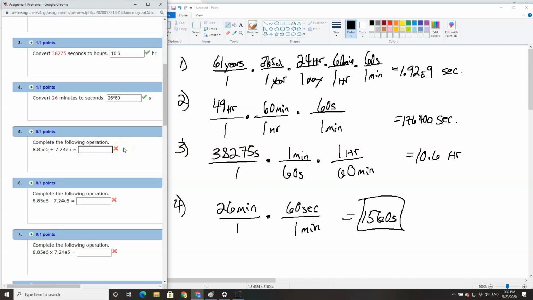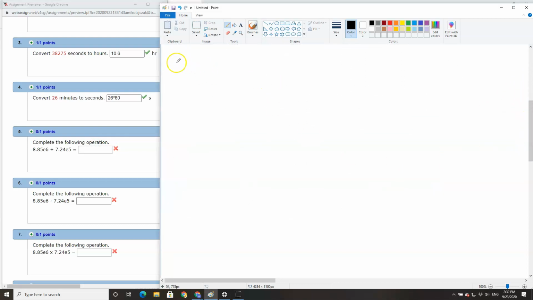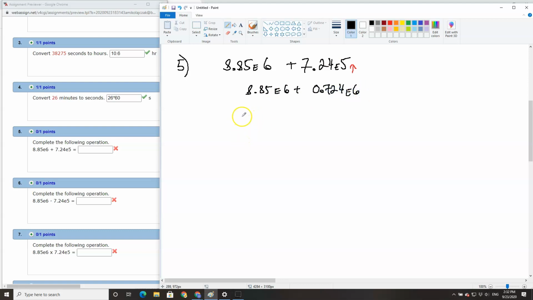Number five, I need to take one of these two numbers and change its exponent. The first one's E6 and the second one is an E5. So what I'll do is I'll move this one to an E6. So I'm moving this power up by 1. So that'll give me 8.85 E6 plus 0.724 E6. And the result will be 9.574 E6.